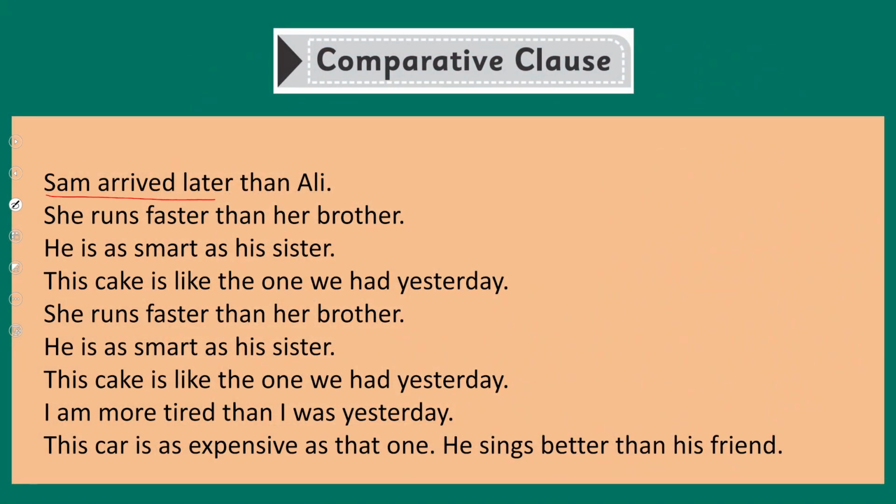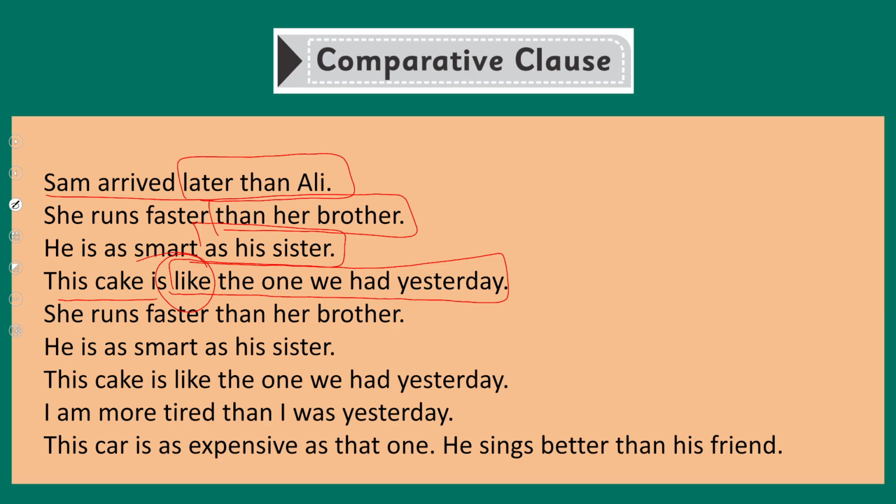Sam arrived later than Ali. So, what is the comparison clause over here? Later than Ali. This is a comparison clause. She runs faster than her brother. Again, this is a comparative clause. He is as smart as his sister. So, "as his sister" is a comparative clause. This cake is like the one we had yesterday. So, "like the one we had yesterday" is a subordinating clause, right? A dependent clause. But since we have the word "like", it becomes a comparative clause.